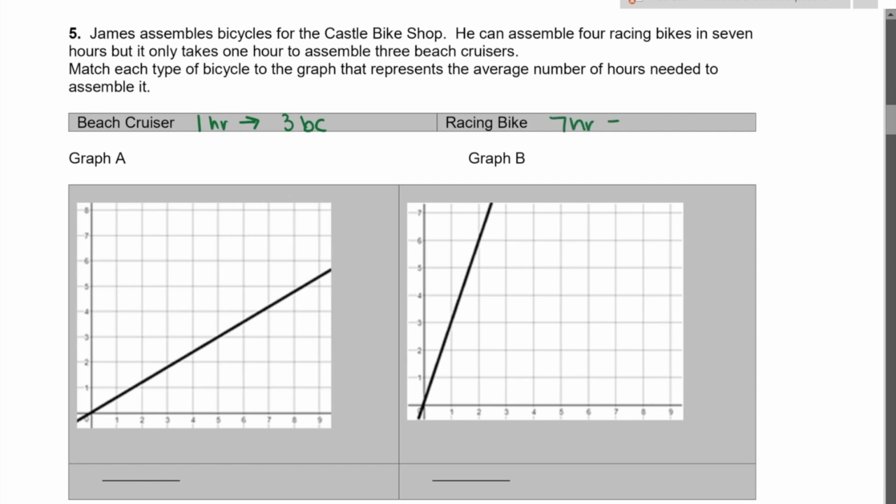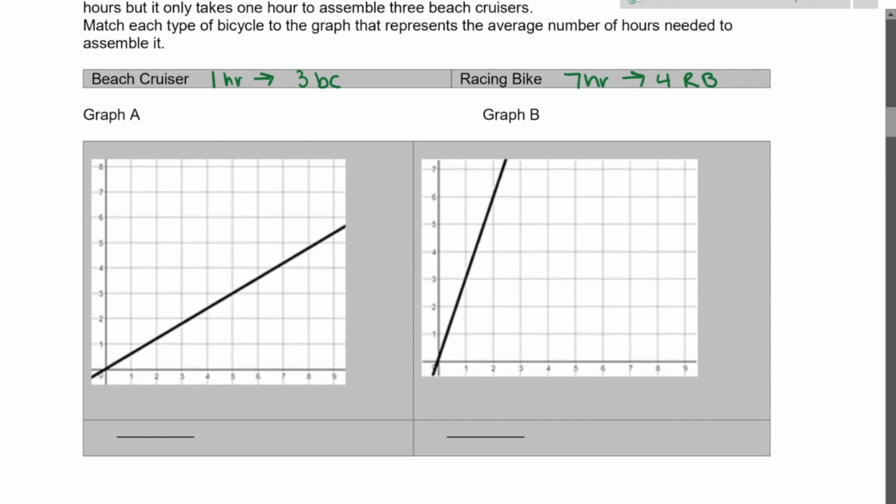So 7 hours to make 4 racing bikes. Alright? So my beach cruiser would take 1 hour to make 3 bikes. Alright? So let's look at one of these that says 1 and 3 as one of my points. So 1 and 3 is right here.